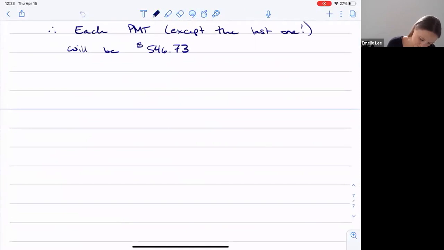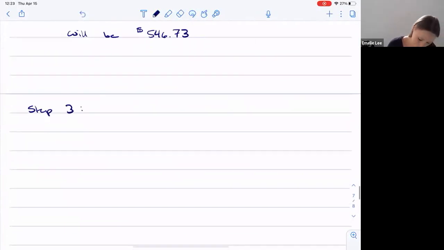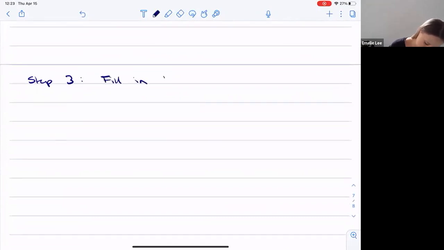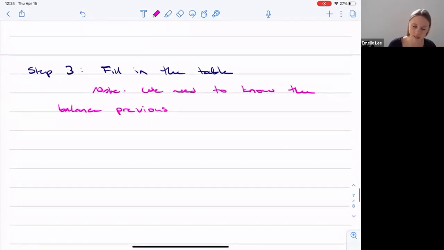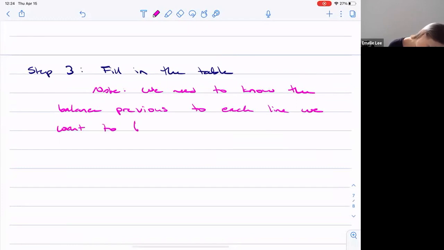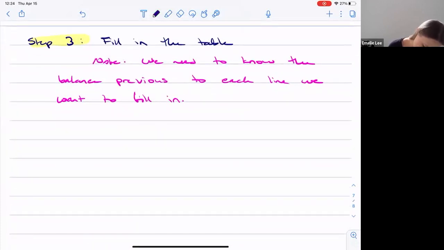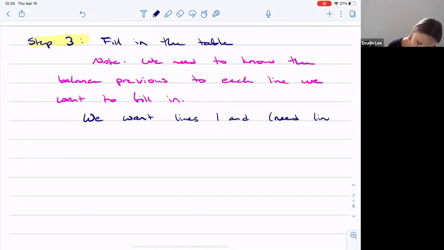And say, here we go. Step 3, fill in the table. And note, we need to know the balance previous to each line that we want to fill in. I'll highlight step 3 here. So we want lines 1 and 2, which means we need line 0.